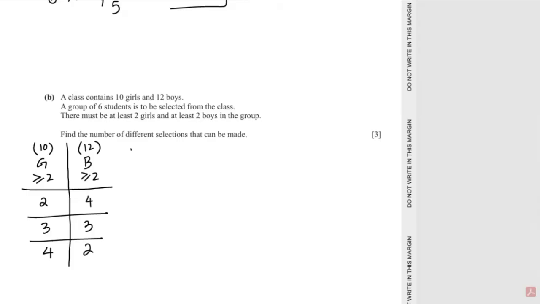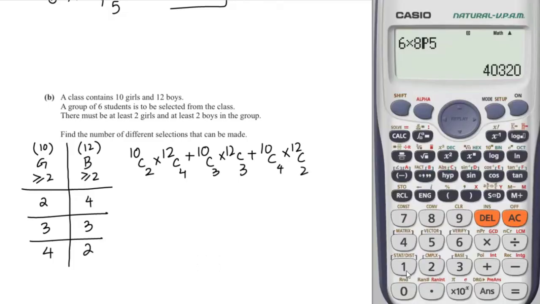So how do you do this? 10C2 times 12C4, plus 10C3 times 12C3, plus 10C4 times 12C2. Let's use the calculator to get these.